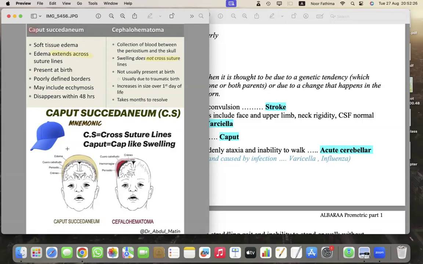Caput succedaneum is present at birth and has poorly defined borders. It includes ecchymosis and it disappears in 48 hours. Whereas cephalhematoma is not usually present at birth. It is usually due to traumatic birth injury, increases in size over the first day of life and takes a few months to resolve, whereas caput will take only 48 hours to resolve. It is usually the edema.